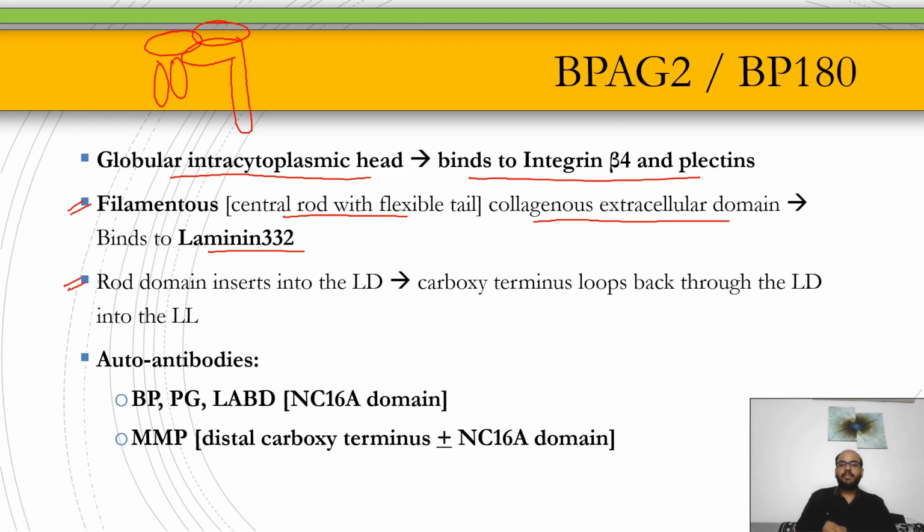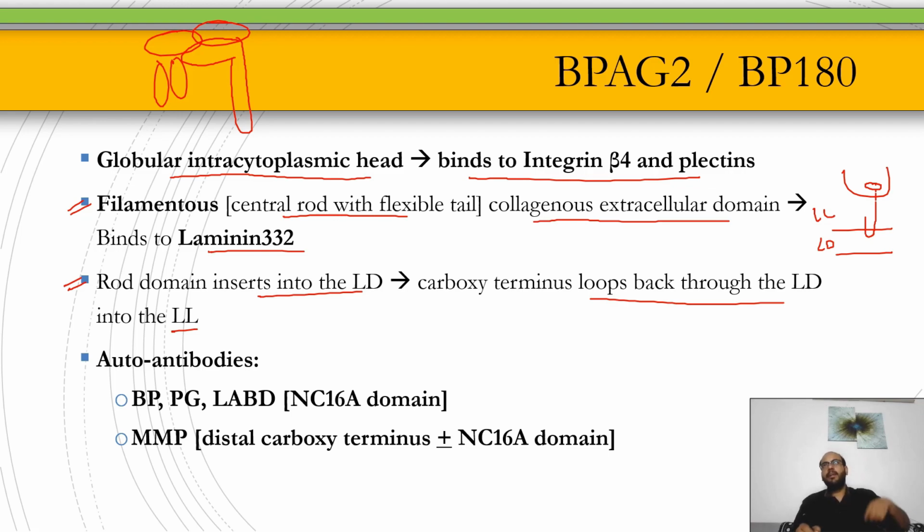The rod domain inserts into the lamina densa and then turns back through the lamina densa into the lamina lucida. So what essentially happens is you have a cell and you have the dense lamina densa. The middle part is known as the lamina lucida. So bullous pemphigoid antigen will go back and then loop back like this, like a hook. So it hooks a line.